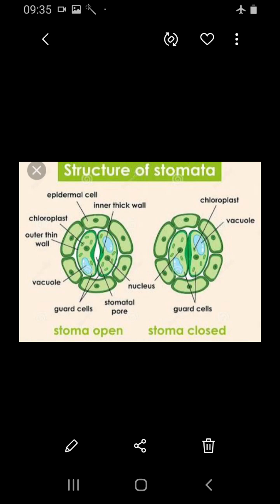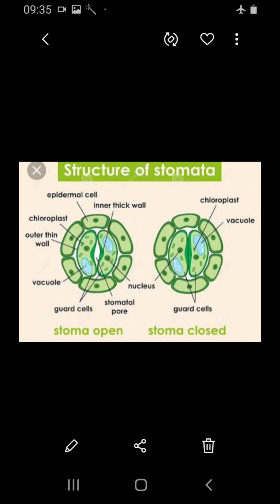So we shall see the structure of stomata. It is surrounded by epidermal cells outside, and inside it has guard cells, or bean shaped cells, as you can see here. When it is open, the water moves out, and when the guard cells close, the water vapor stops. So there is no movement of transpiration through the stomata.